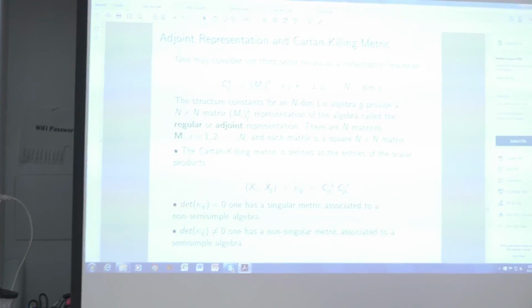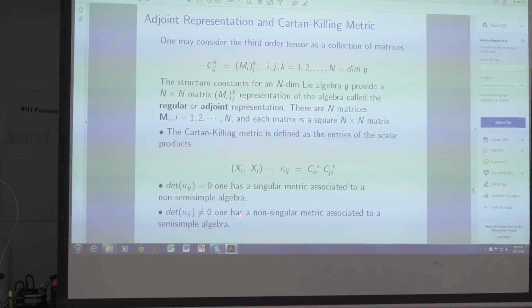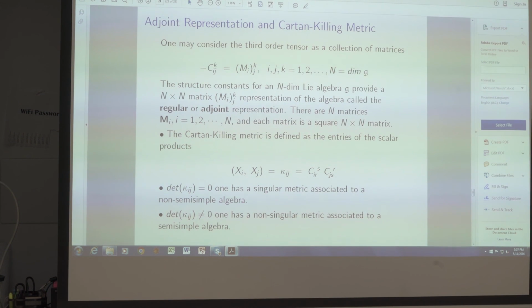Okay, now what happens when the determinant of the Cartan-Killing metric is 0? In that case, you have a singular metric. So when the determinant of the Cartan-Killing metric is singular, meaning it's 0, you have what you call a non-semi-simple algebra, like U(1). If the determinant is not 0, you have a non-singular metric associated to a semi-simple Lie algebra.